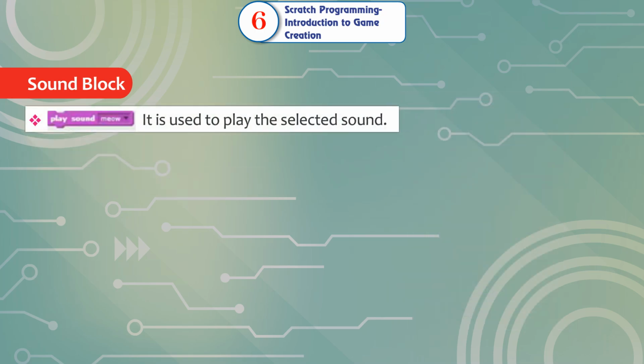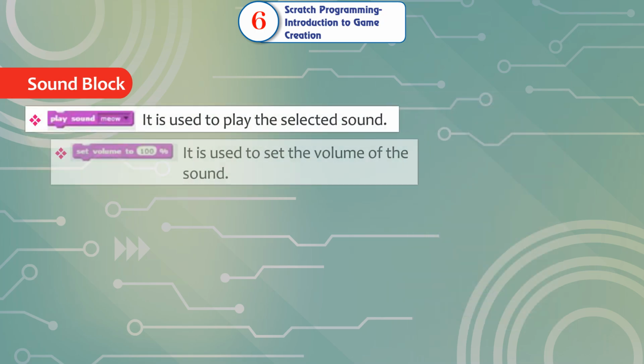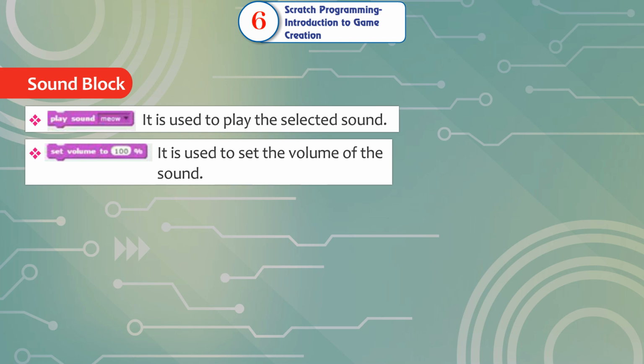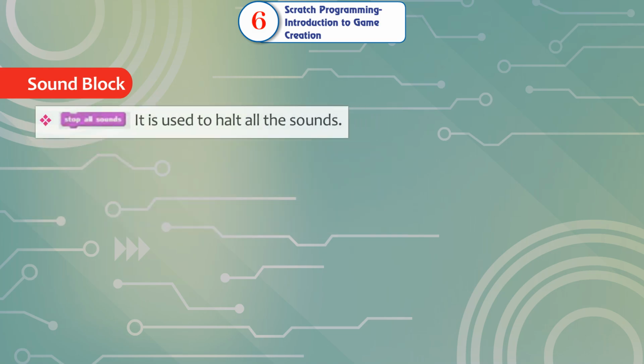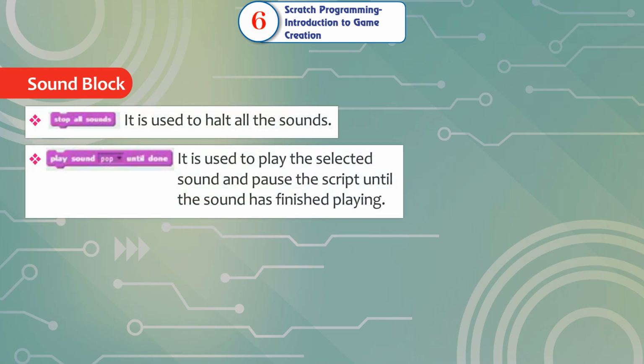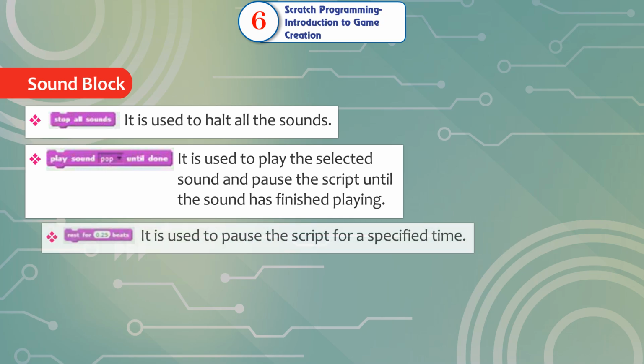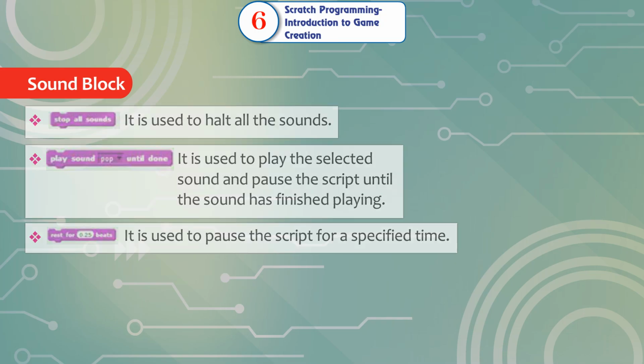It is used to play the selected sound. It is used to set the volume of the sound. This block is used to play a sound of the drum. It is used to halt all the sounds. It is used to play the selected sound and pause the script until the sound has finished playing. It is used to pause the script for a specified time.